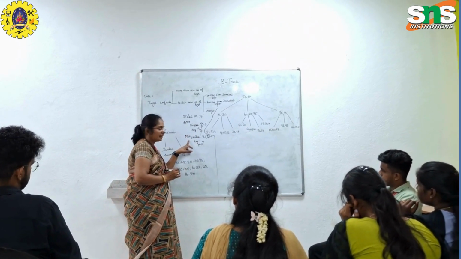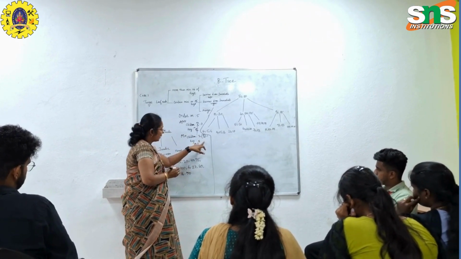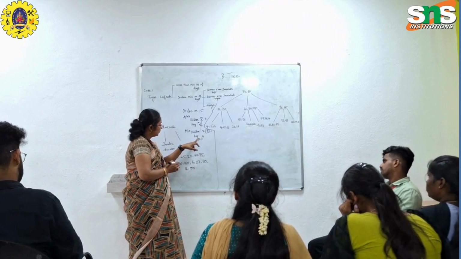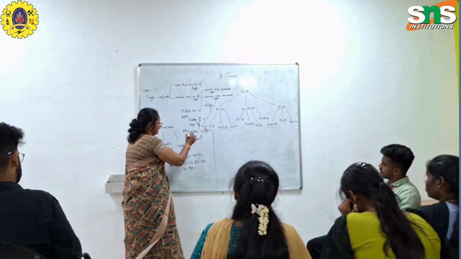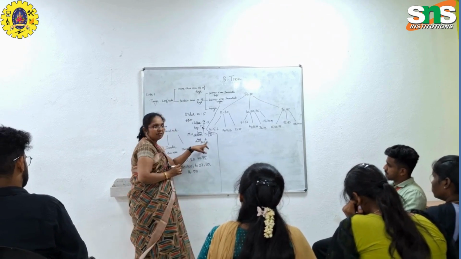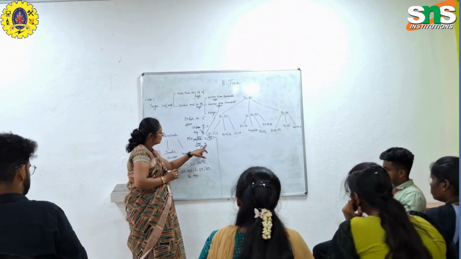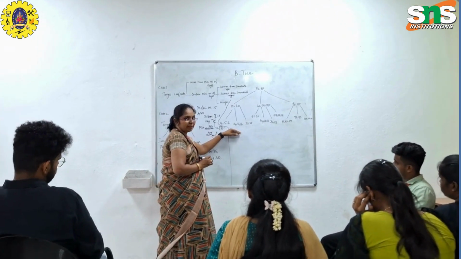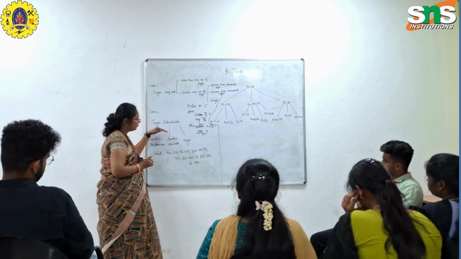So the minimum keys required is 2, that is m by 2 minus 1, so 3 minus 1 is 2. This is the key count, and this is the children count, so at minimum it will have 3 children. This is what we are going to consider. So first we have to consider this table, and for that we are going to consider these two cases.